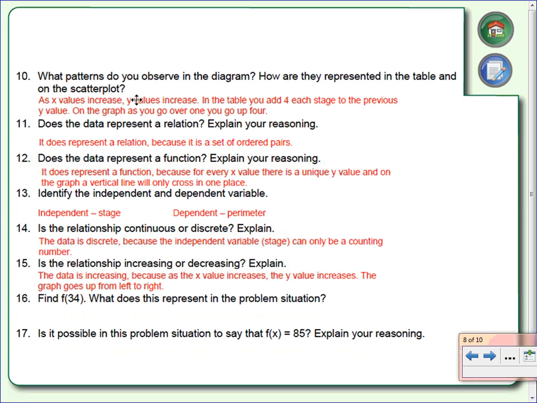Now the last two are a little bit tricky, so I'm going to slow it down here on the last two. Number 16 says for us to find f of 34. We did this the other day in our notes. However, in order to do this, I've got to have a function, a rule here. So the question is, what is that rule? F of x equals what? Well, we've already written it down.